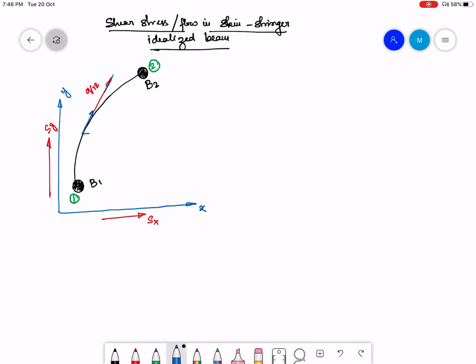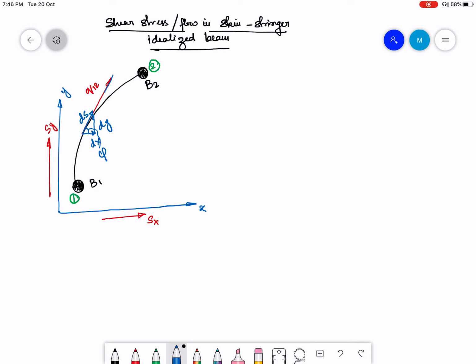I can write it in terms of dx and dy. So this is going to be dx, this is dy, and this is ds. Here s is the tangential coordinate, and q12 is of course in the direction of s. Let me also call the angle that the s coordinate makes with the x-axis phi. And Sx and Sy are the applied shear forces.